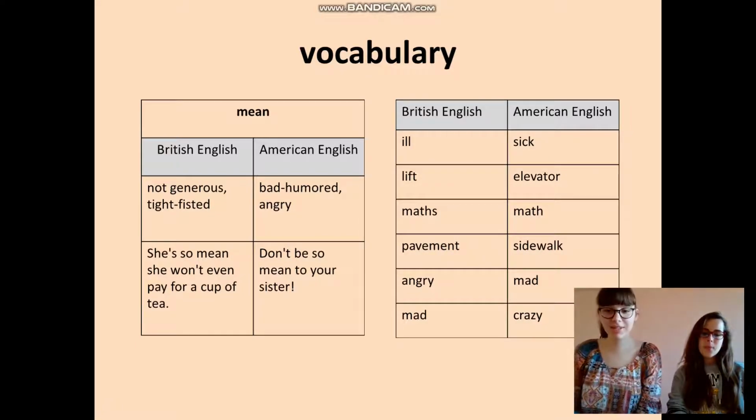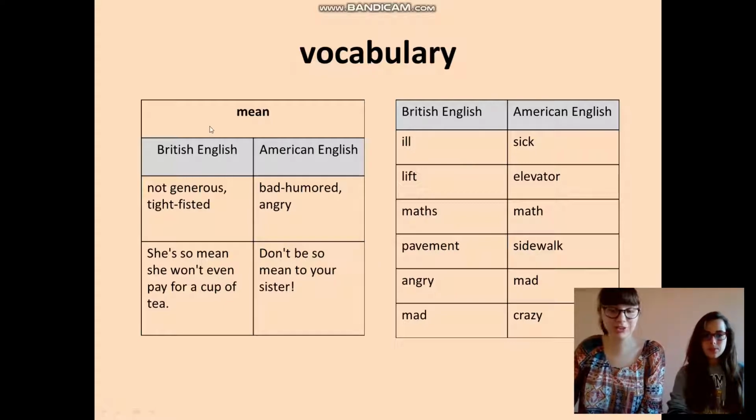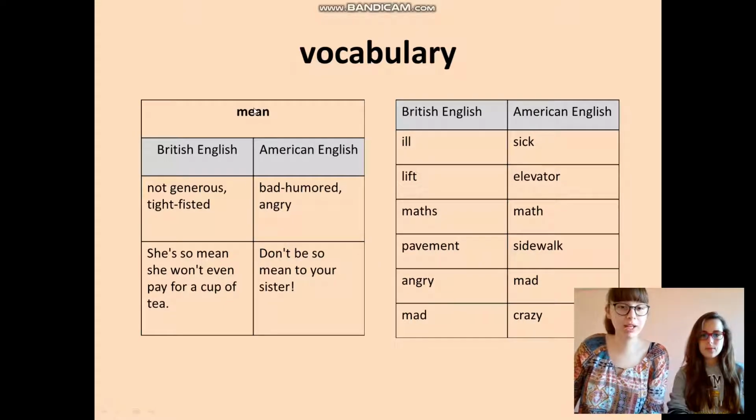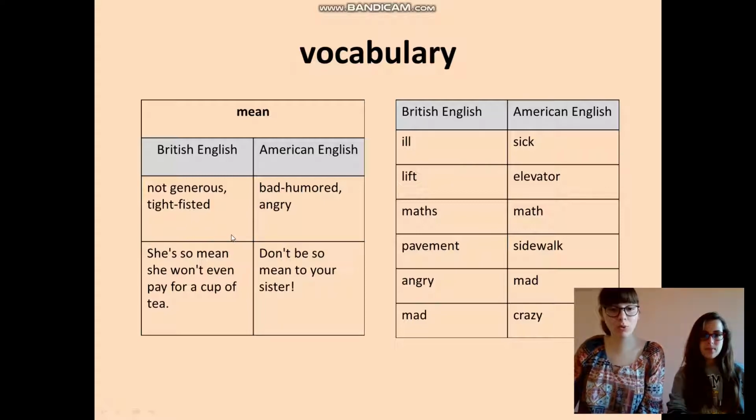Sometimes in the vocabulary you have one word, like here we have the example with mean, but it means slightly different things in both countries or in both languages. In British English, mean is not the verb, it's the adjective. It means not generous or tight-fisted. If you look at the example sentence, she's so mean she won't even pay for a cup of tea. So she doesn't want to spend the money for tea. So this is mean in this way.